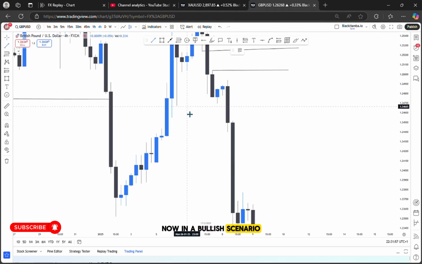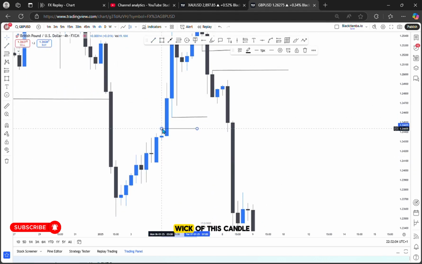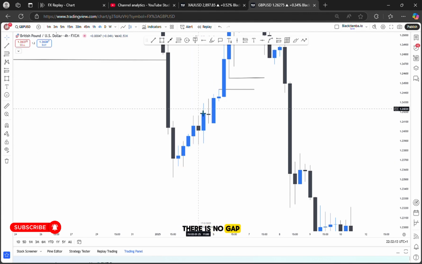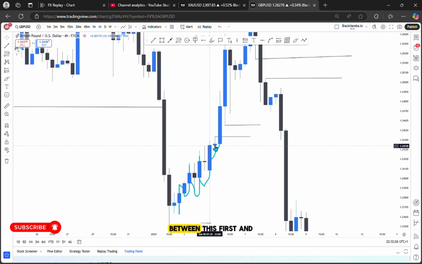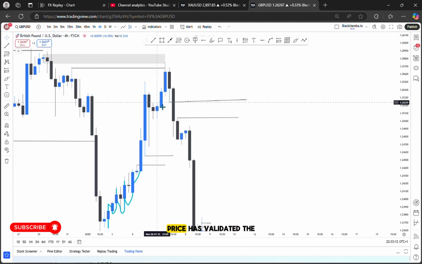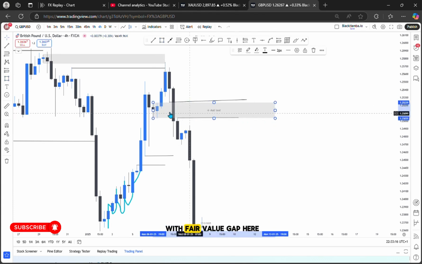In a bullish scenario, the gap between the wick of this candle and the wick of this candle, the gap between them is the fair value gap. Inside here, there is no gap. Price pushed up here. You see, price was filling all gaps here. But when price goes to this area, leaving a little gap between this first and this third candle here, that's the fair value gap. Price has validated this demand level, and it also aligns with the fair value gap here.